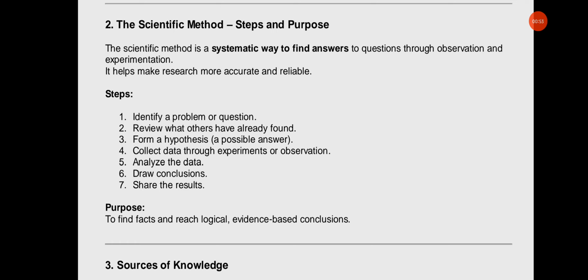There are 7 steps. Step number 1, identify a problem or question. Step 2, review what others have already found. Step 3, form a hypothesis, a possible answer. Step 4, collect data through experiments or observation. Step 5, analyze the data. Step 6, draw conclusions. And step 7, share the results. The purpose is to find facts and reach logical, evidence-based conclusions. So this is the scientific method and its purpose.